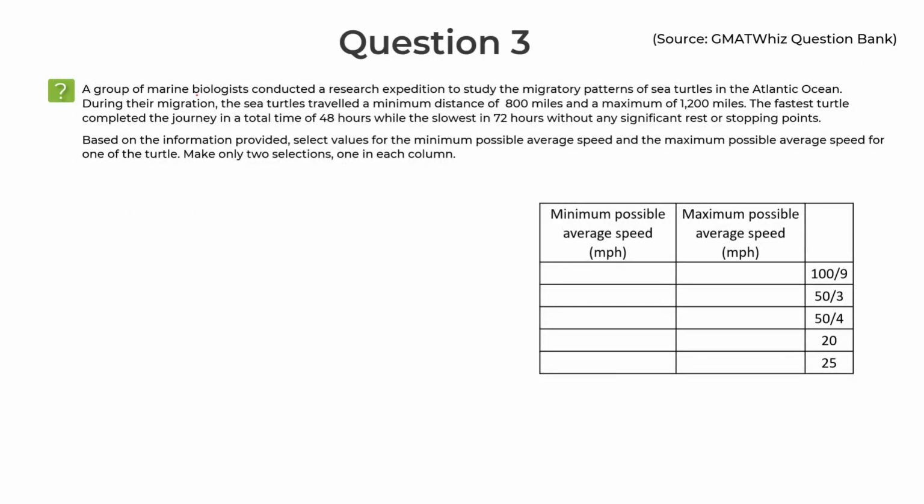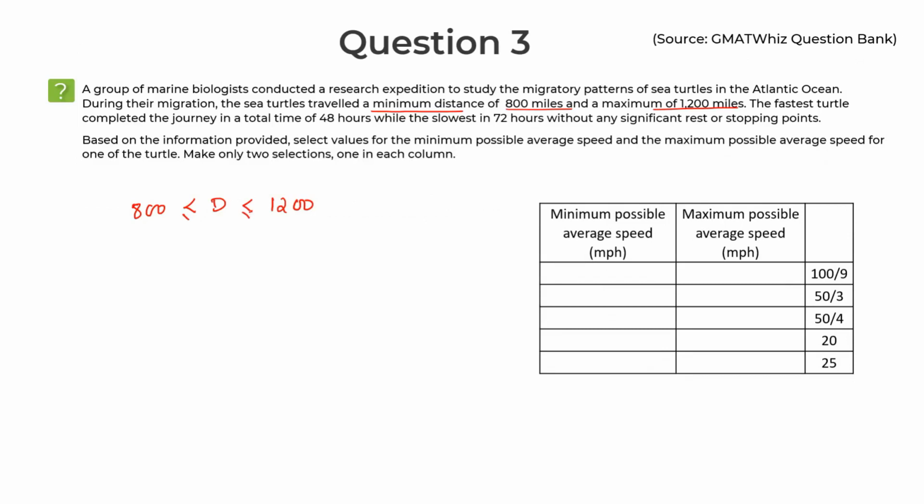A group of marine biologists conducted a research expedition to study the migratory pattern of sea turtles in the Atlantic Ocean. Again, all of this is just to set up the question. During their migration, the sea turtles traveled a minimum distance of 800 miles and a maximum of 1,200 miles. So as far as the distance goes, the range is between 800 miles to 1,200 miles. Again, we can also add an equal to sign to these as well.